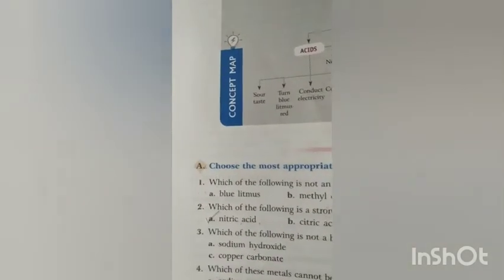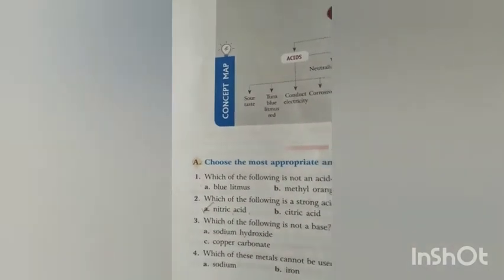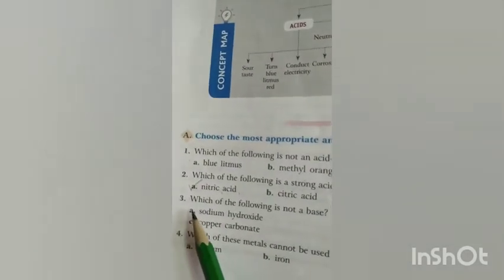Okay. So now read question number 3. What does question 3 say? Question 3 is, which of the following is not a base? Among these four, which is not a base? Now you have to tell which is not a base. Sodium hydroxide is a base. Magnesium hydroxide is a base.